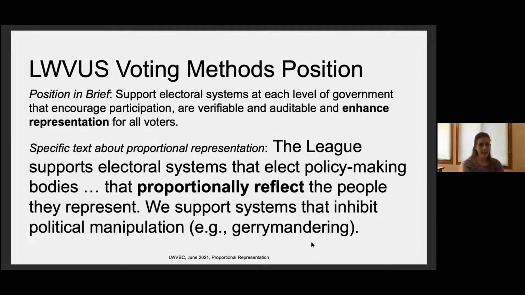So the National League does have a position on this. In brief, the League supports electoral systems at each level of government that encourage participation, are verifiable and auditable, and enhance representation for all voters. And specifically about proportional representation, the League supports electoral systems that elect policymaking bodies that proportionally reflect the people they represent. We support systems that inhibit political manipulation, such as gerrymandering.